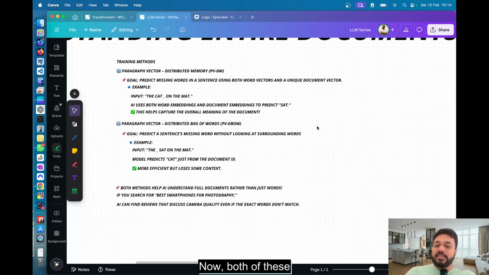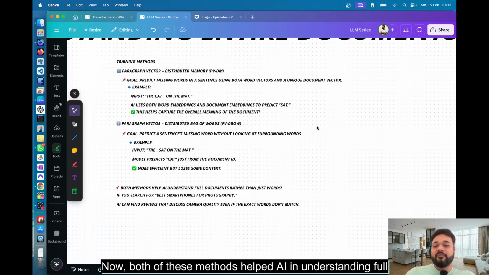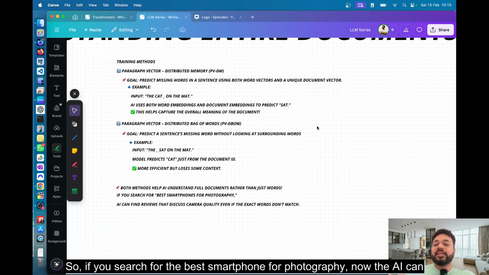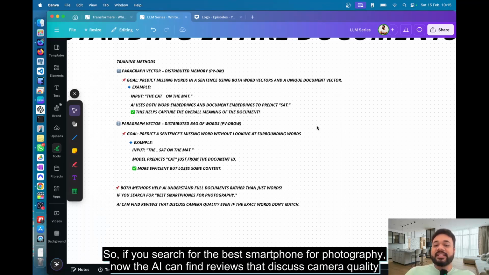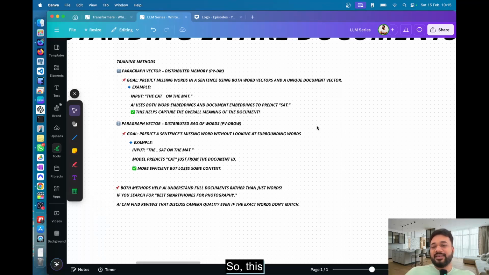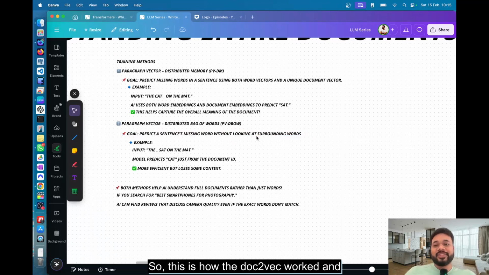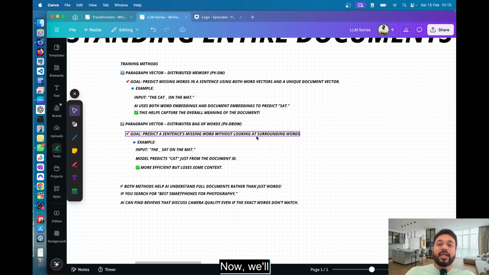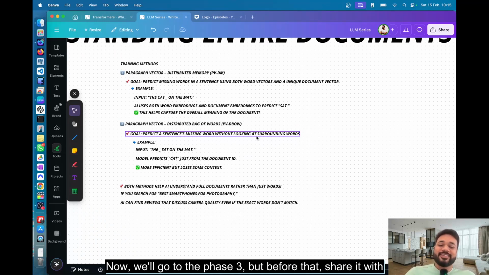Both of these methods helped AI understand full documents rather than just words. So if you search for the best smartphone for photography, the AI can now find reviews that discuss camera quality, even if that exact word is not present in the sentence. This is how Doc2Vec works, and with this we conclude phase 2 of understanding the LLM series. Now we'll go to phase 3, but before that, share it with someone who might like it.